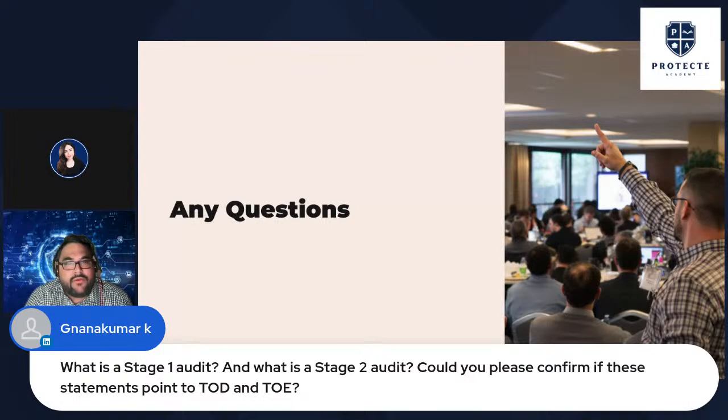Yes, Ganakumar, you are right. In the stage two audit, basically we will be checking the test of implementation. ISO 27001 never talks about TOD and TOE. If you want to check the TOE part, test of effectiveness, then there is a different reporting altogether. That is called a SOC 2 report. If you want TOD and TOE, better go for SOC 2. ISO 27001 stage 2 audit will only check whether the implementation of a particular control is done properly or not. It will not check the effectiveness for the last 6 months or 1 year like that.